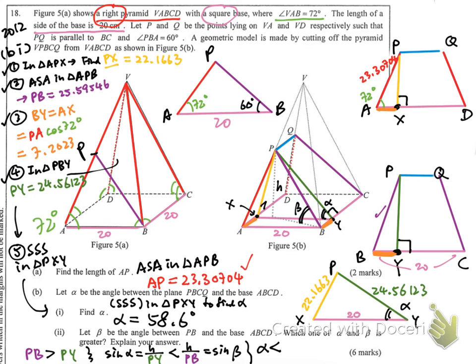Oh, I'm sorry, I made a mistake here. PY should be smaller than PB. Sorry, alpha should be larger than beta. Sorry, I mixed up the coloring. So let me put it better this way. PY comes first. PY is smaller than PB. That's much better. So sine alpha will be greater than sine beta, and hence alpha is greater than beta. So that is the explanation. Okay, so that is the 2012 DSE past paper question.